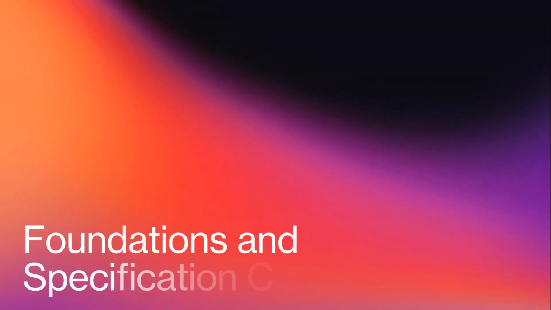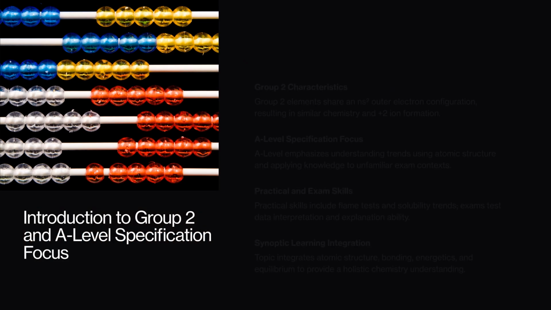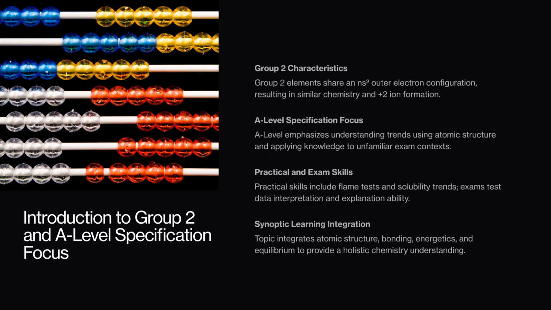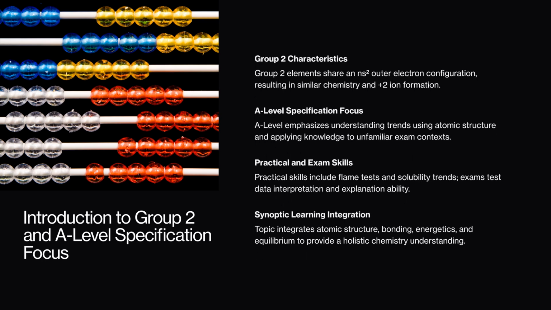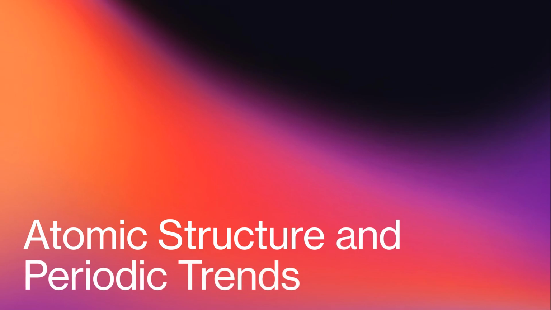Introduction to Group 2 and Chemistry Specification Focus. Group 2 of the periodic table is known as the alkaline earth metals and includes beryllium, magnesium, calcium, strontium and barium. Group 2 elements all have 2 electrons in their outer shell, giving them an outer electronic configuration of ns². This shared configuration is the foundation for their similar chemistry, particularly their tendency to form +2 ions by losing 2 outer electrons.